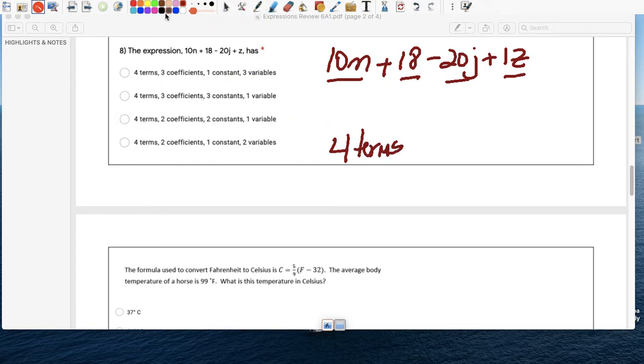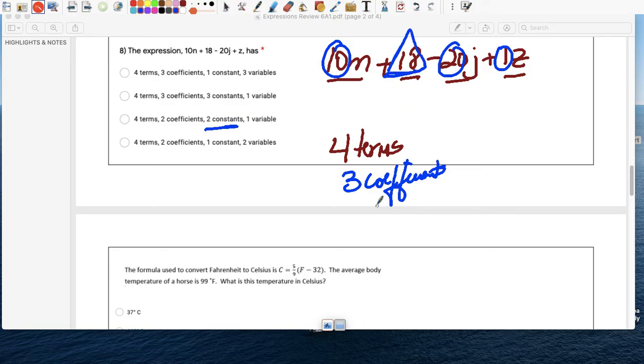Coefficients. How many coefficients? Well, we have a 10, a 20, and a 1. So there's 3 coefficients. Then constants. Constants are el número que está solito. So there's only one constant. One constant. And how many variables, guys? El n, the j, and the z. So there's 3 variables.